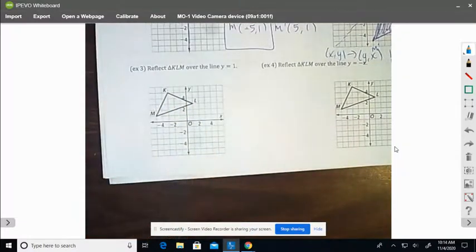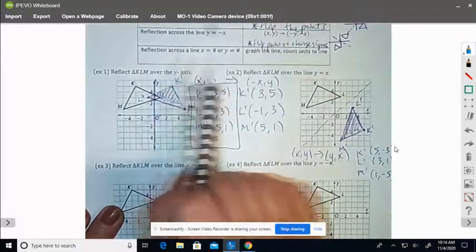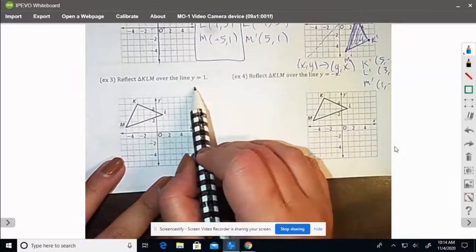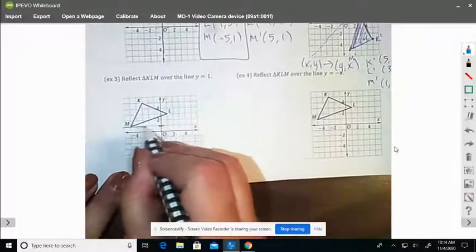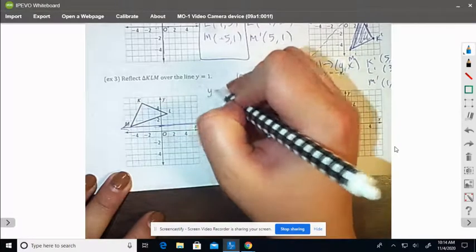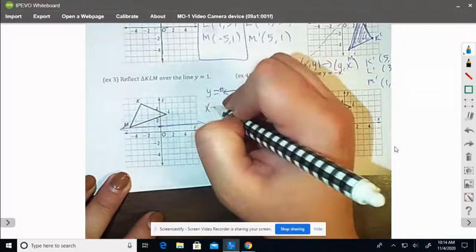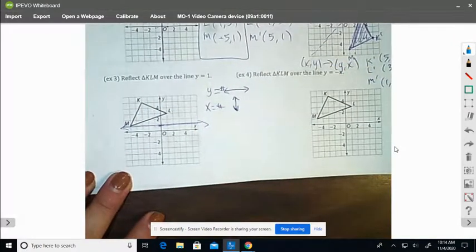Okay, I do want to get to this one. This one is that specific, it's this bottom one here where we're flipping over a specific line. First thing you have to do is graph that line. So the line y equals 1, to graph that, we just go to the y-axis where we have 1, and we just draw a horizontal line. Okay? If y equals a number, we have a horizontal line. If x equals a number, we have a vertical line. That's important to remember from Algebra 1.